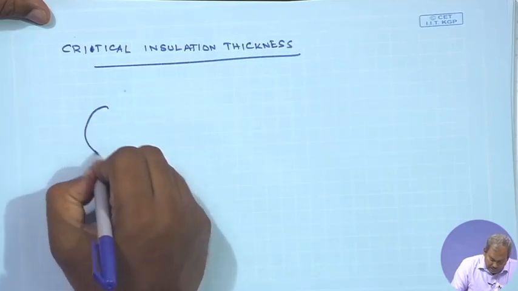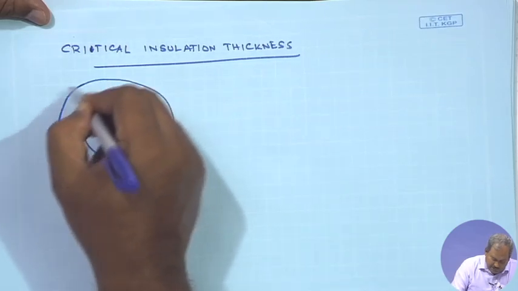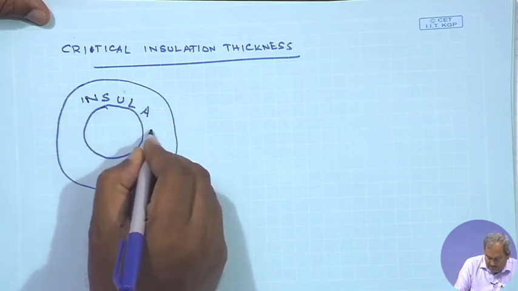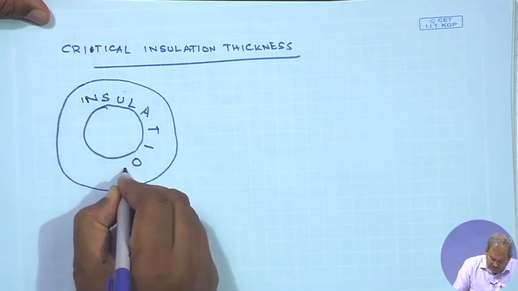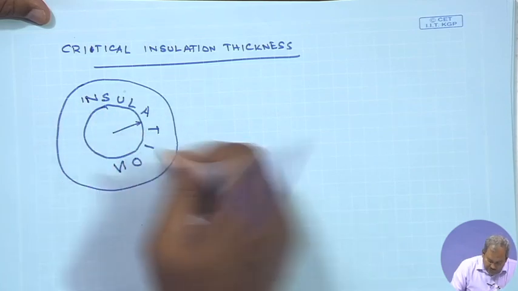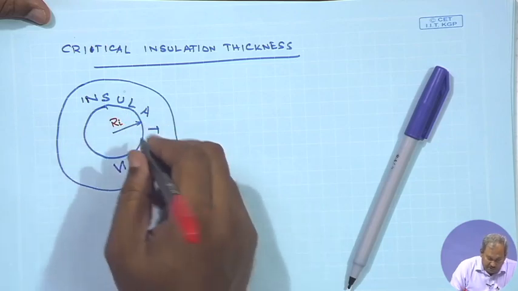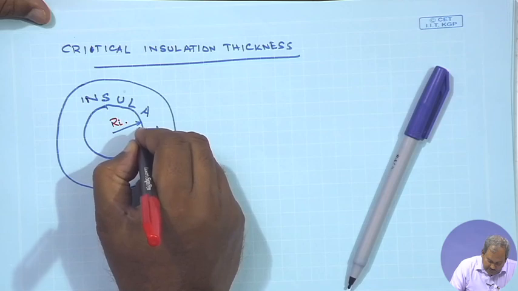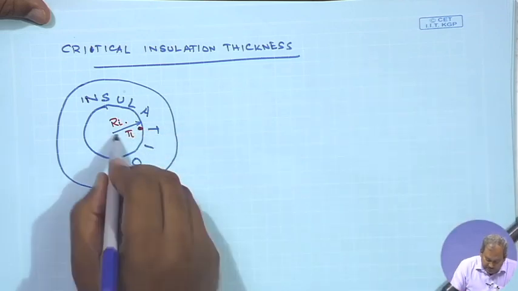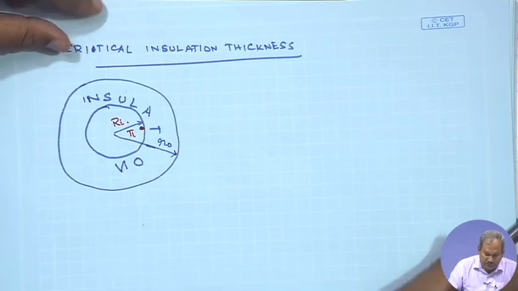Say you have a system, a pipe, and an insulation around it. Let us assume that the inner radius of the insulation is R_i, and the temperature at this point is T_i, and let us say the outer radius of the insulation is R_o.